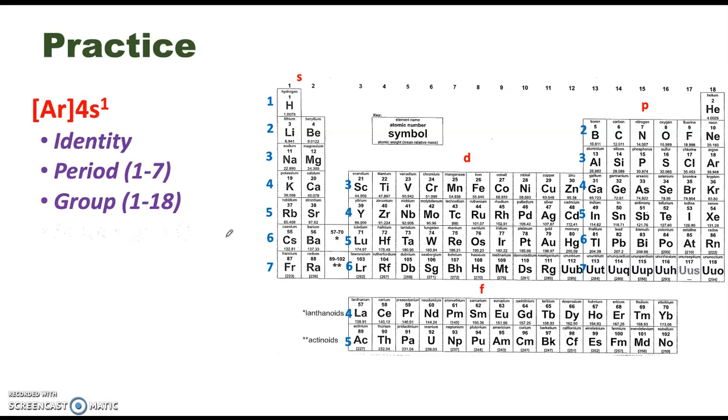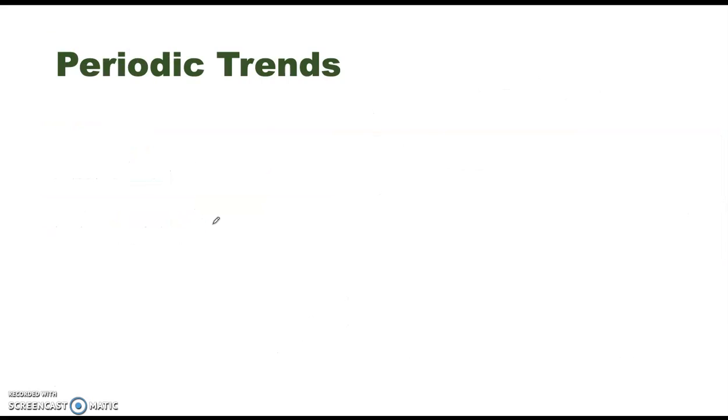Oh, I guess we got one more. Never mind. Stick with me for a little bit longer. Argon, 4s1. Boom, we've got potassium. Row 4, group 1, S block. And there we go.